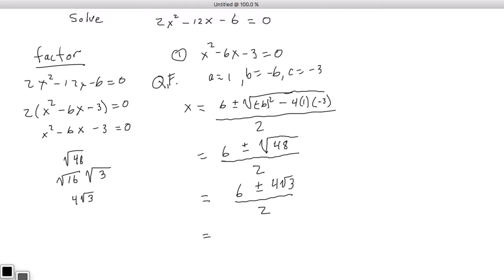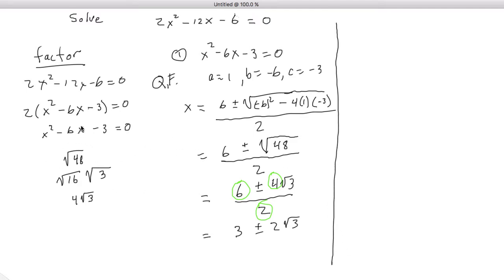Okay, we now need to look and see if any number goes evenly into 6, 4, and 2, ignoring the root 3. And I see that a 2 goes into all those, so I'm going to divide all those by 2. So 6 divided by 2 is 3, plus or minus 4 divided by 2 is 2, and square root of 3. And 2 divided by 2 is 1, but I'm never going to leave any fraction over 1, so we are done. And the answer is 3 plus or minus 2 root 3. Okay.